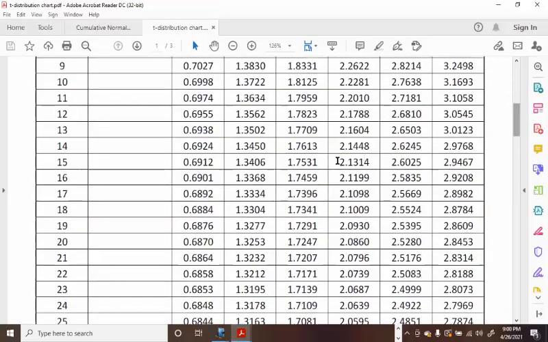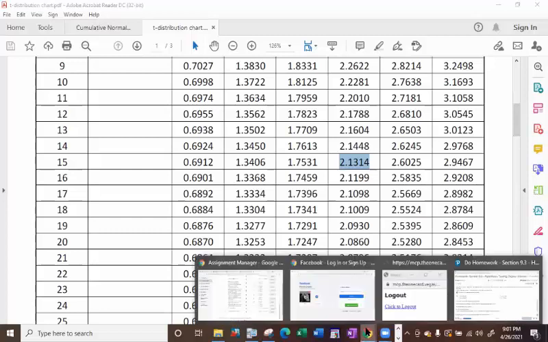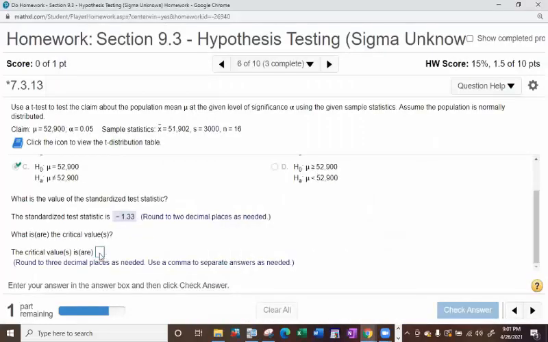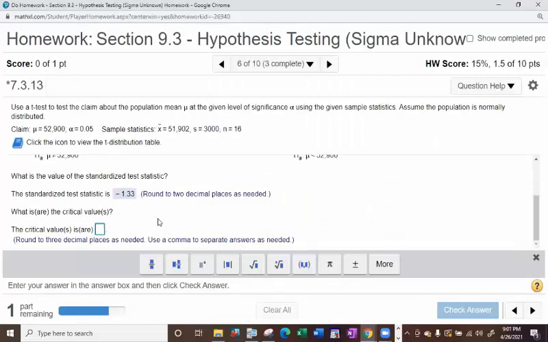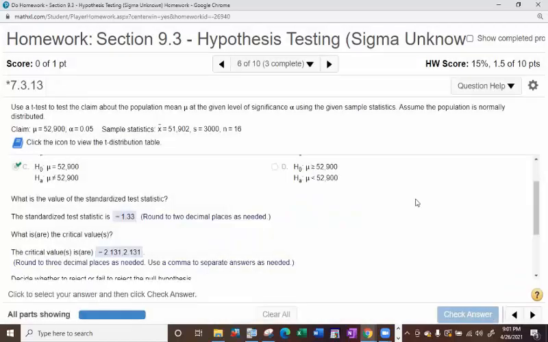Okay, let's see. This time I looked. It's 3 decimal places. So negative 2.131, comma, positive 2.131. Look at us go. We are cooking with gas here.